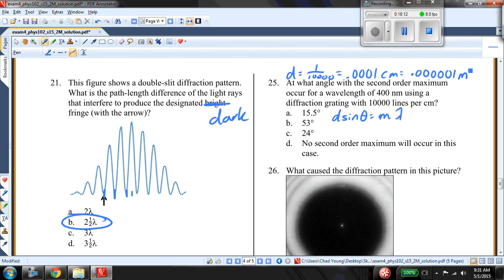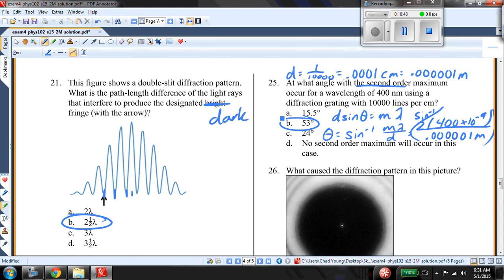convert that to meters, and now I'm looking for the angle. M lambda over d. I'm looking for the second order maximum, so that's 2 times 400 nanometers over d, which is 0.000001 meters. I'm taking the inverse sine of all this. And let's see, that gets me 53 degrees.